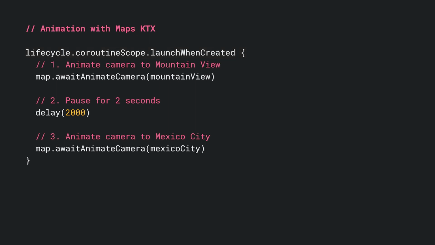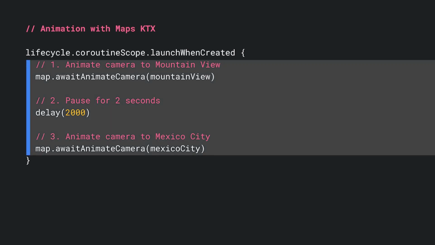To clarify what's happening here, for each line, the asynchronous operation will suspend execution until it completes its operation. So for the first method call, await animate camera has to complete its animation before the next operation gets executed. This is unlike regular non-suspending functions where execution continues while the asynchronous operation is in progress.